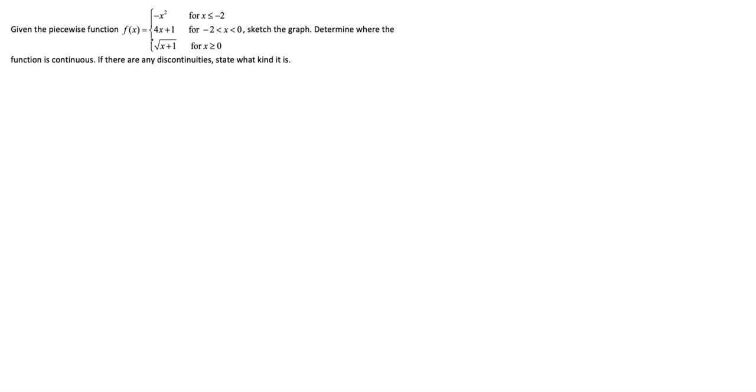Given this piecewise function, we want to sketch the graph, and then we want to determine where the function is continuous and if there are any discontinuities, to state what kind it is. So this is a piecewise function. There's actually 3 different pieces to this function here. Let's do this on the side here, on the right side.